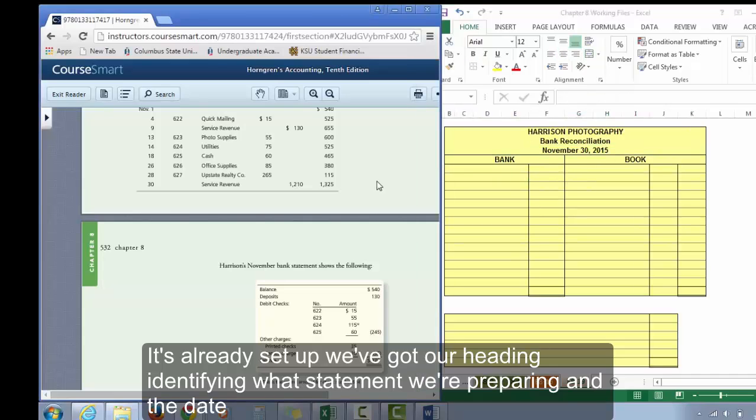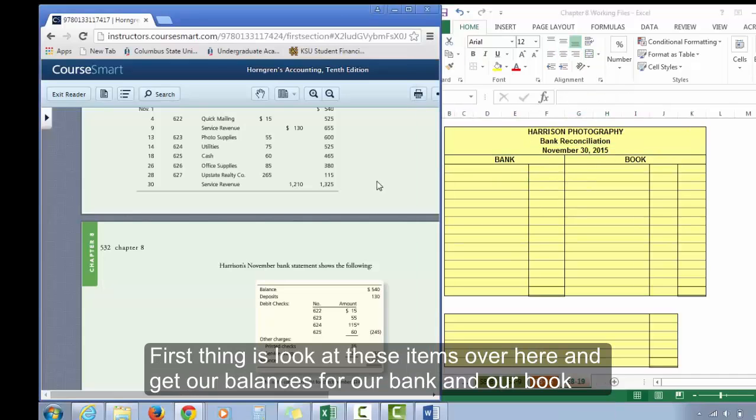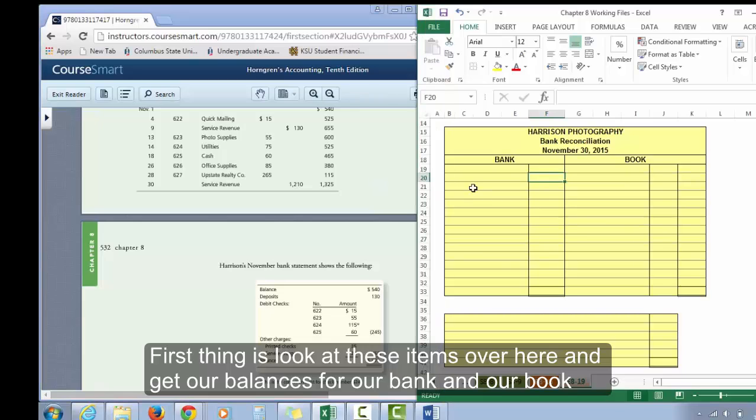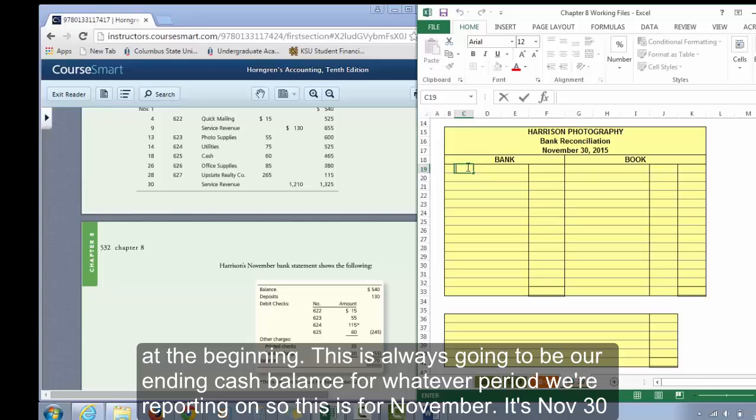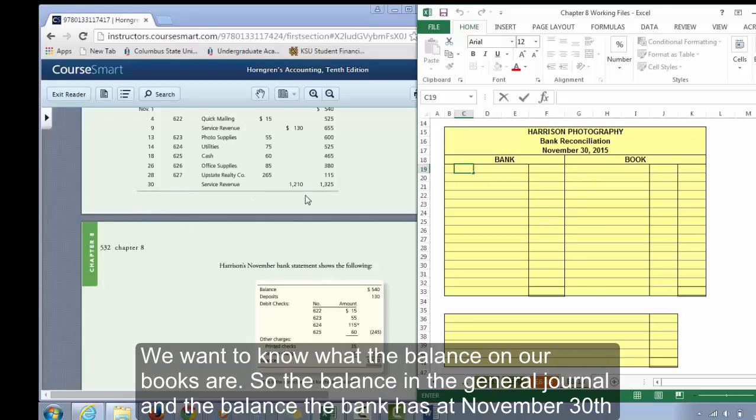So first thing we're going to do is look at these items given to us over here and get our balances for our bank and our book at the beginning. This is always going to be our ending cash balance for whatever period we're reporting on. So this is for November, so it's going to be November 30th. We want to know what the balance on our books is, so the balance in the general journal and the balance that the bank has at November 30th.